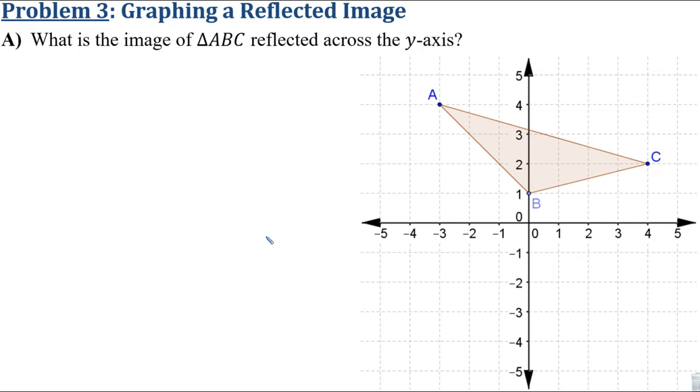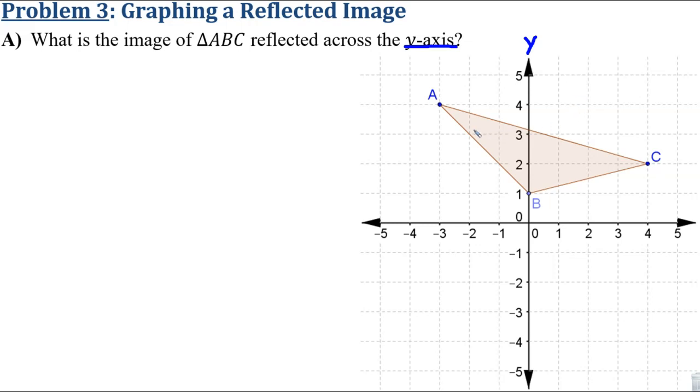So let's get into graphing reflections. Problem 3, part A says, what's the image of triangle ABC reflected across the y-axis? So the y-axis is my line of reflection. And to describe a reflection, all you need is that line of reflection. Remember, our y-axis is the vertical axis. Okay, probably the biggest mistake I'm going to see from students on reflections is just getting that line of reflection in the wrong spot. So we'll kind of point that out as we go.